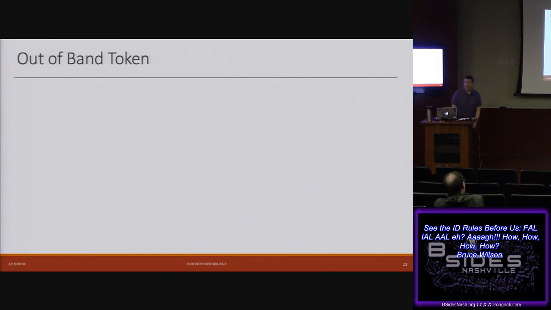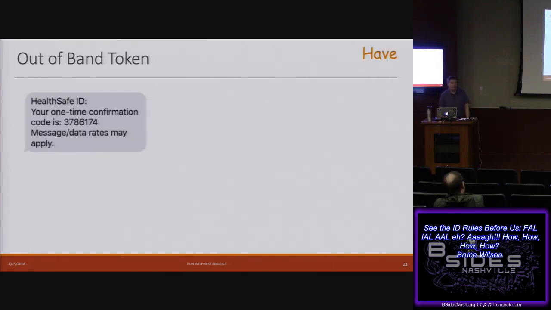Out-of-band token. The most common is what I call the SMS loop. You're going to register that phone number. They're going to send you this confirmation code. Many people will think about this as a one-time password. It's not. I'm going to draw a distinction: what's a one-time password verifier versus an out-of-band token?